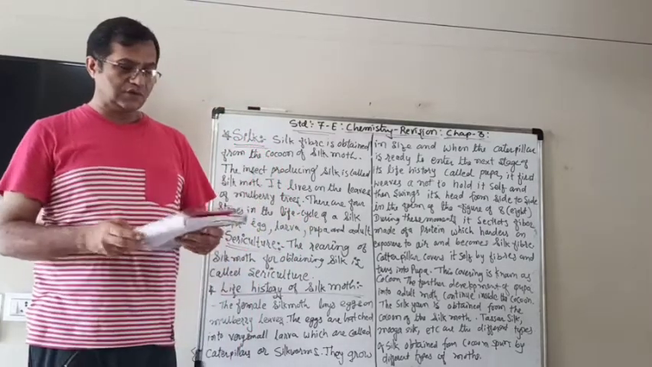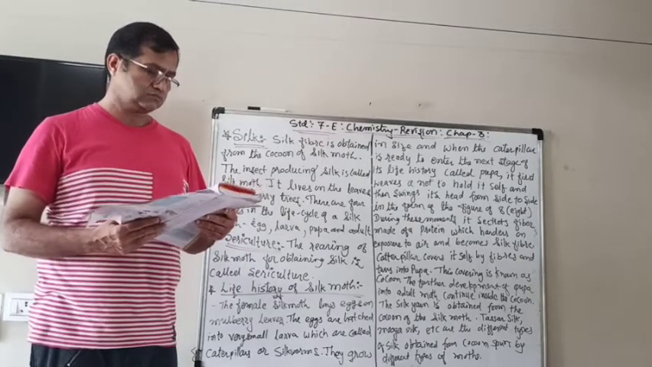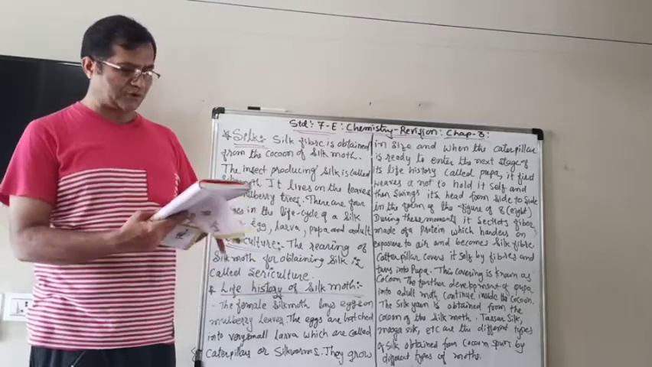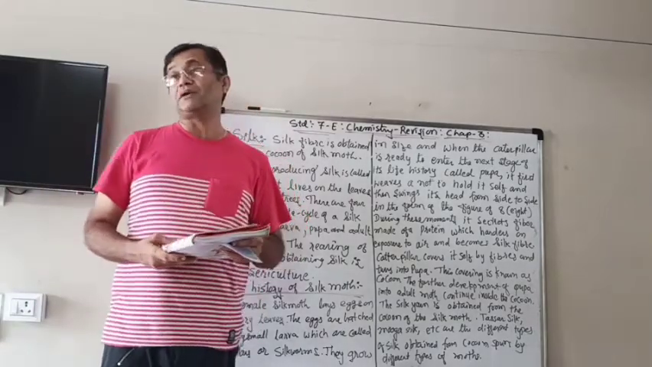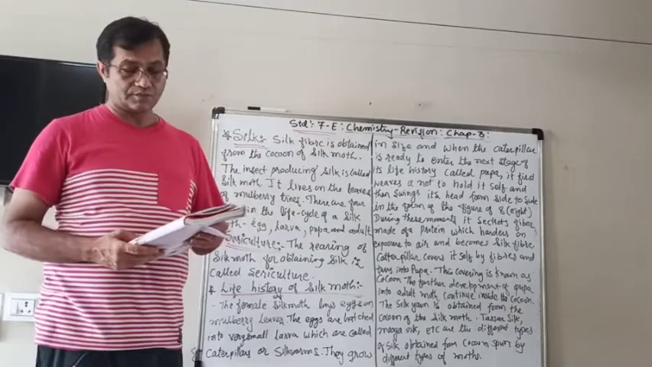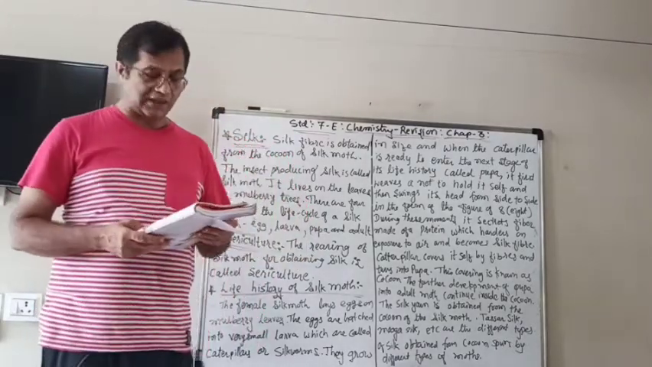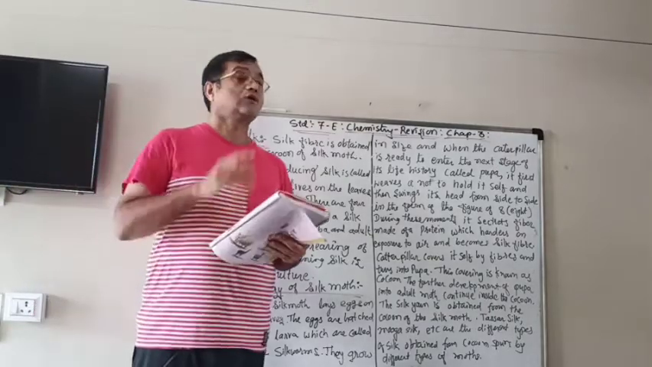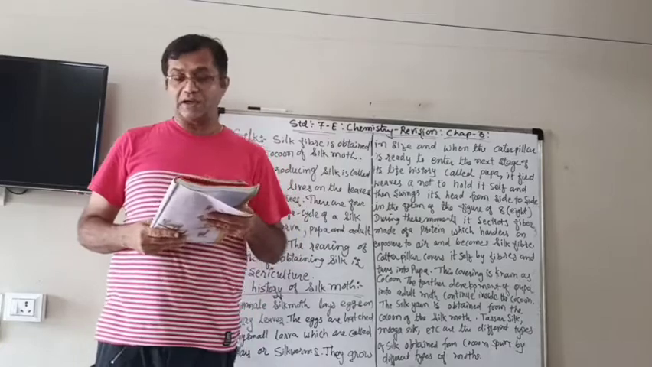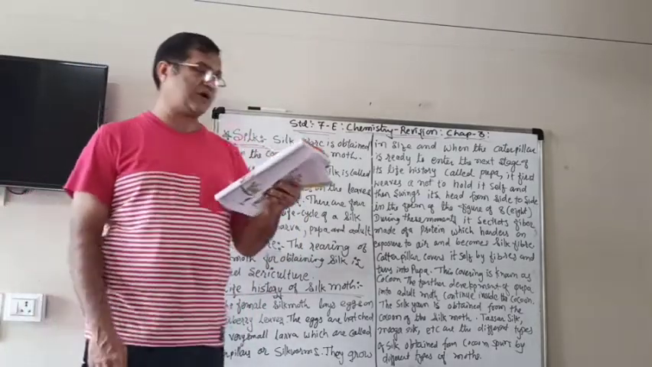We learned in the previous videos that there are different types of fibers, animal fibers and plant fibers. Wool and silk are the animal fibers, while cotton and jute are the plant fibers.